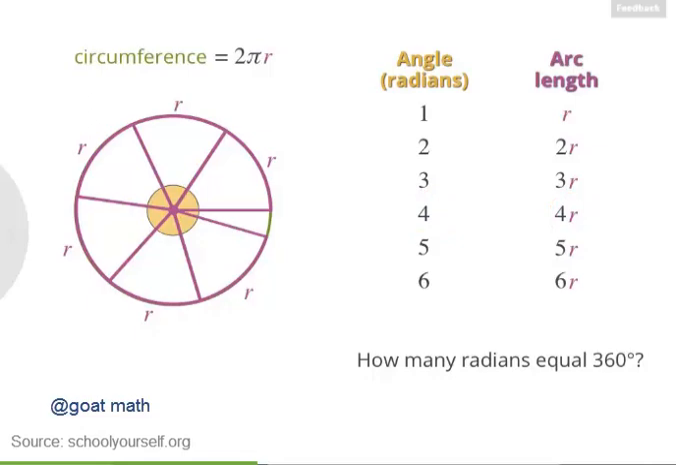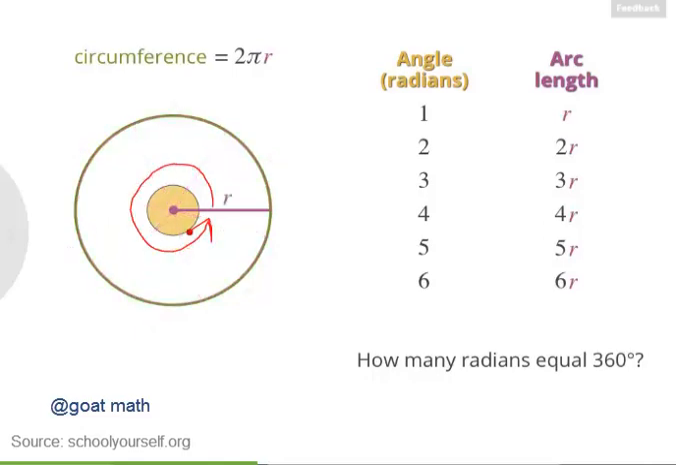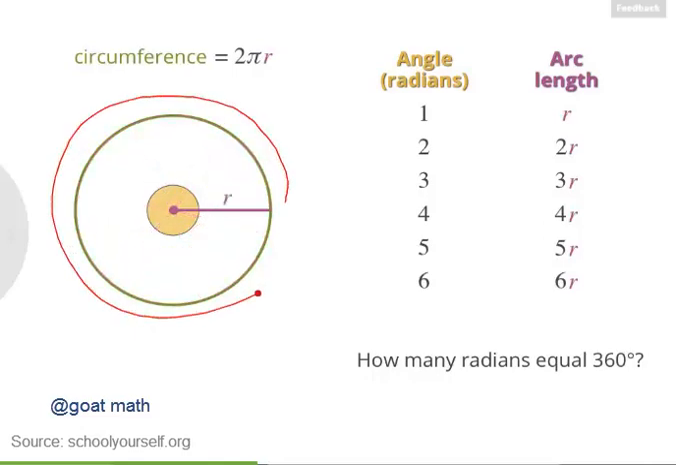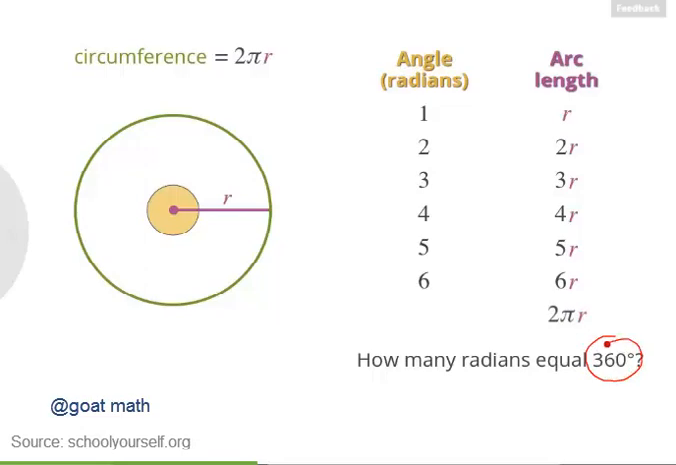Now it looks like 360 degrees is equal to about 1, 2, 3, 4, 5, 6, so maybe 6.2 or 6.3 radians. But what's the exact number of radians that equals 360 degrees? Well, 360 degrees is the angle whose arc is the entire circumference of the circle. And you already said that length is equal to 2 pi r. So using the pattern in this table, try figuring out how many radians are equal to 360 degrees. That is, the number of radians whose arc length is 2 pi r. And by the way, there should be a pi somewhere in your answer.